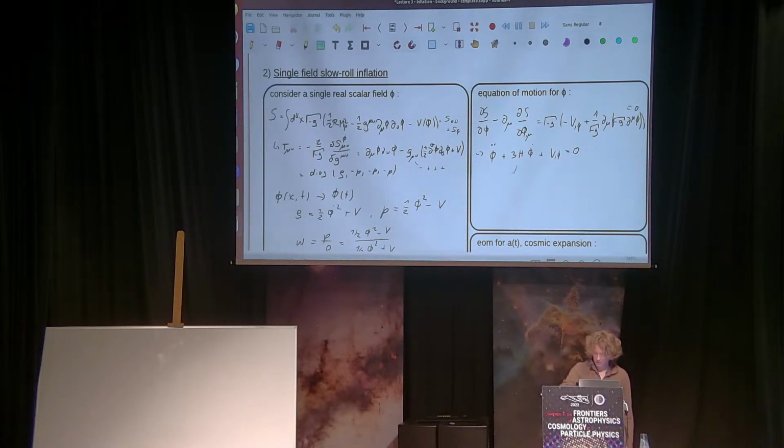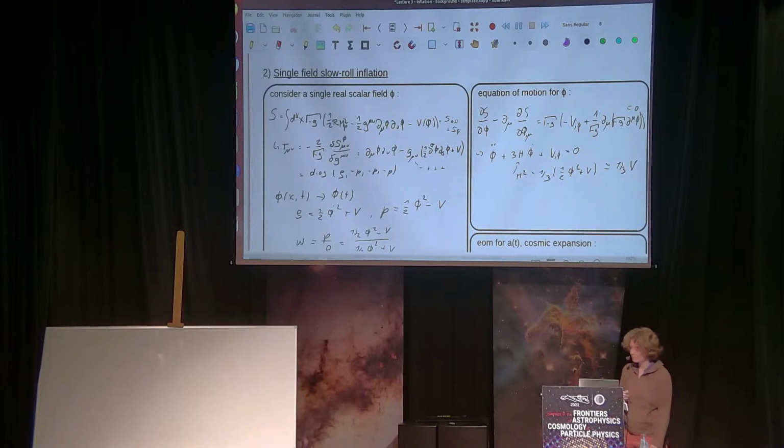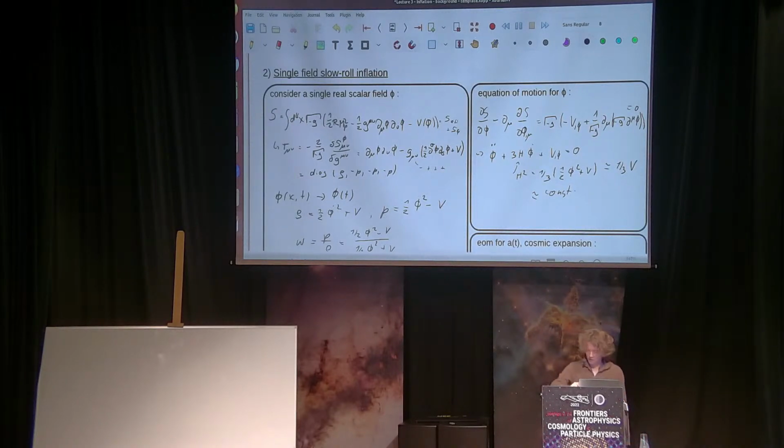Here we have the Hubble parameter, of course. The Hubble parameter is given by the energy density, H squared equals 1/3 times 1/2 phi dot squared plus V, which is, to good approximation, just 1/3 times V, if we're really in this limit that omega approaches -1. Which in particular means that, to good approximation, the Hubble parameter becomes constant during inflation.